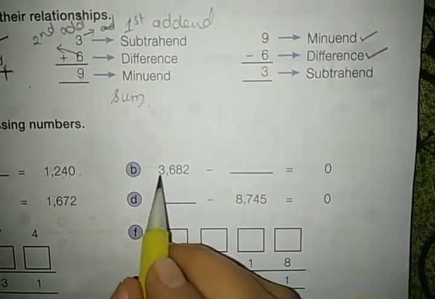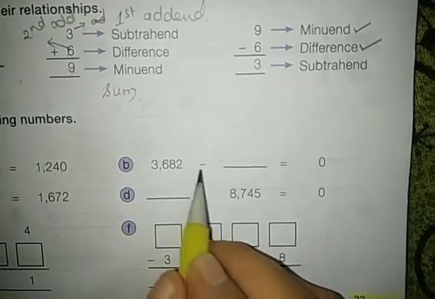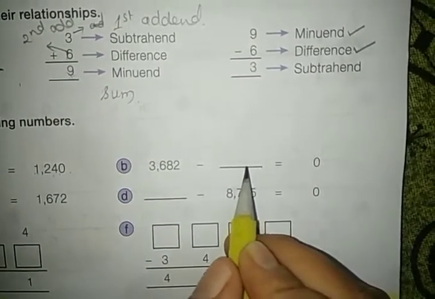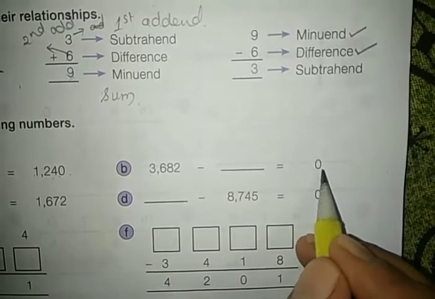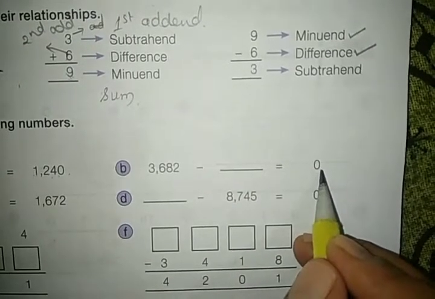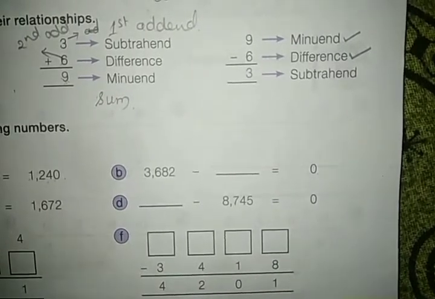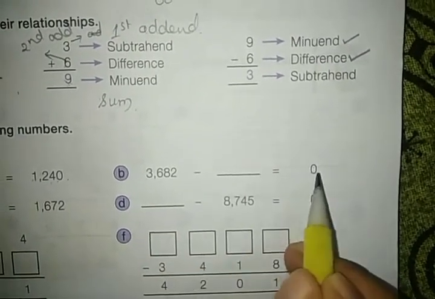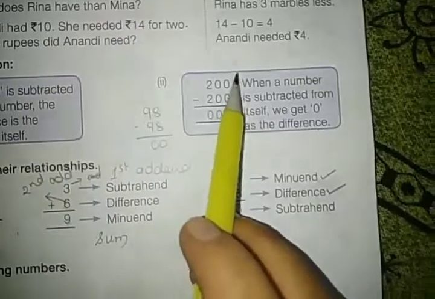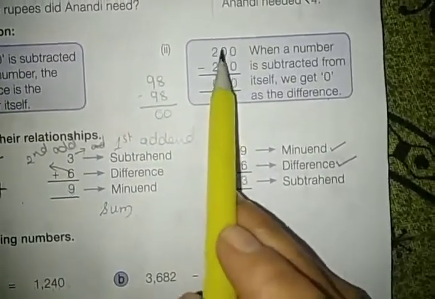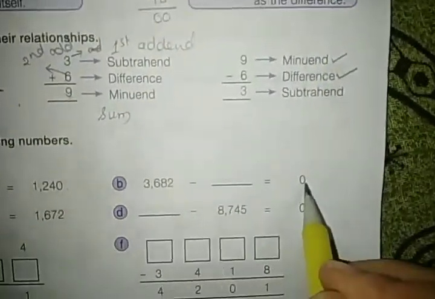Now B1. This sum is based on the second property. See, 3682 minus dash is given, and the answer is 0. When do we get the answer 0 in subtraction, children? When we subtract both numbers and both the numbers are the same, then we get the answer 0. This is the property: when you subtract the same numbers, we will get the answer as 0.